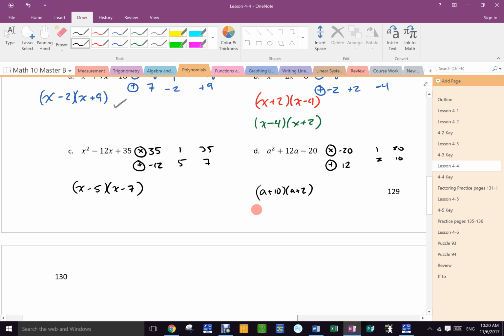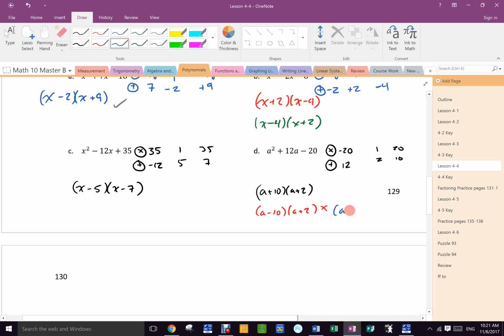Negative 20. Damn. To multiply to a negative, one would have to be negative, wouldn't it? So it would have to be either a minus 10, a plus 2. Does that one work? Negative 10 plus 2. What's that? Negative 8. What did I need? Positive 12. So it can't be that one.